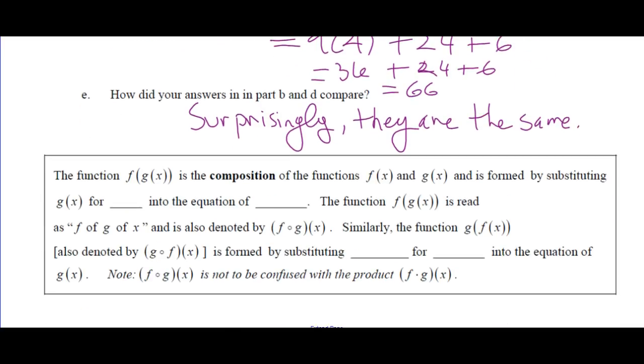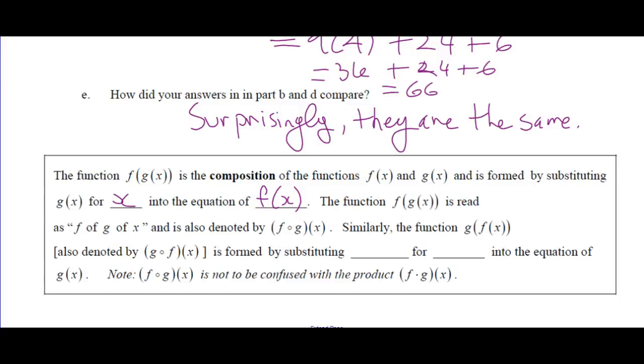The function f of g of x is a composition of functions. F of x and g of x is formed by substituting g of x for blank in the equation of, what are we substituting? G of x for x in the equation of f of x. The function f of g of x is read f of g of x and is denoted by f open circle g. If it's a closed dot, what is it? Multiply. An open circle is composition. I read this fog sometimes, because it's like an O. Fog.